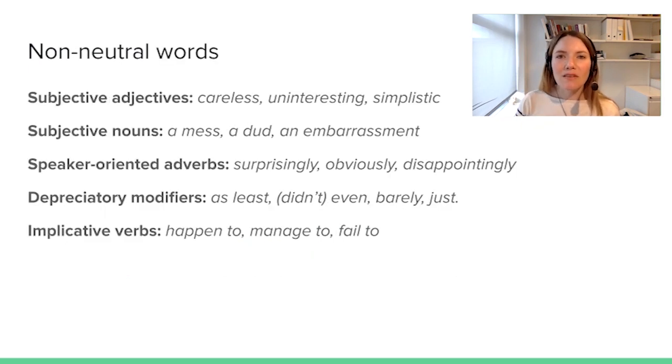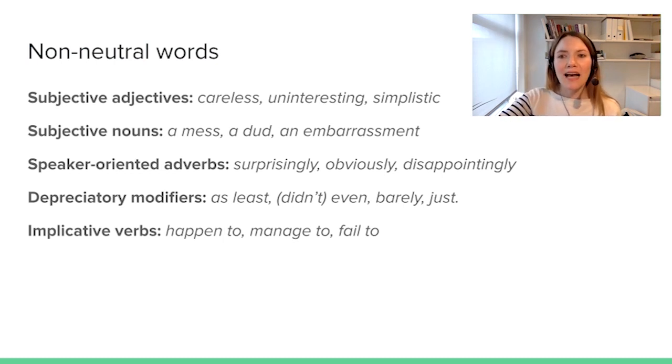Let's put some labels on some of these non-neutral language devices we've just seen. Now, the first three types of words are really about centering the feelings of the reviewer, starting with subjective adjectives and nouns like careless, uninteresting, simple, poor, a mess, a dud. These words reflect personal feelings, tastes, or opinions that reasonable people can disagree about. So they shouldn't play a major role in peer review since they are subject to wide disagreement.